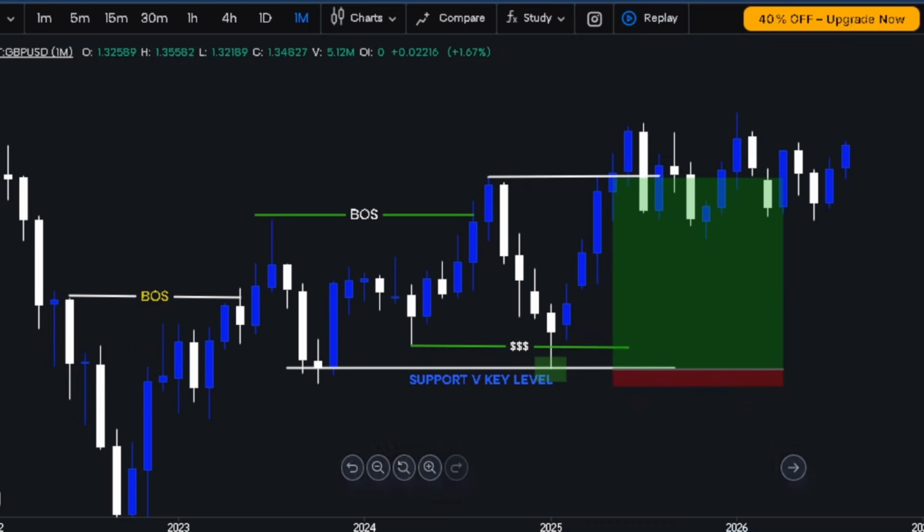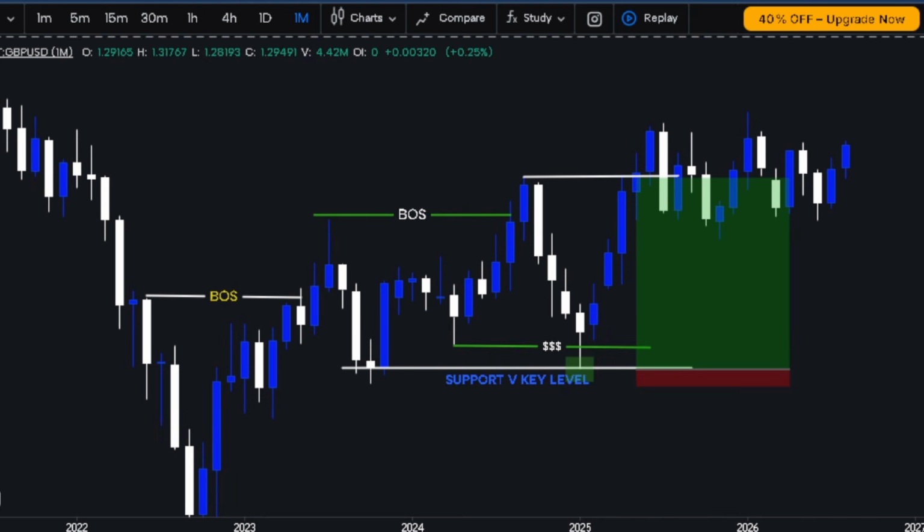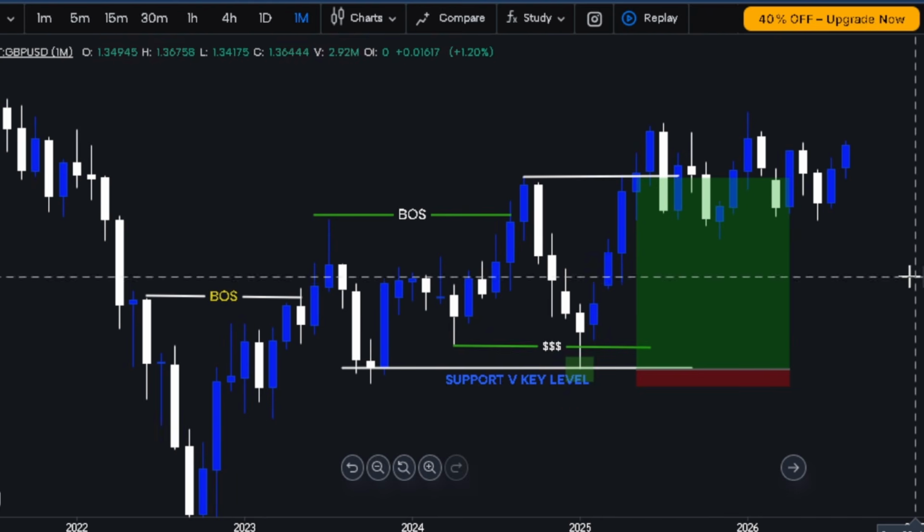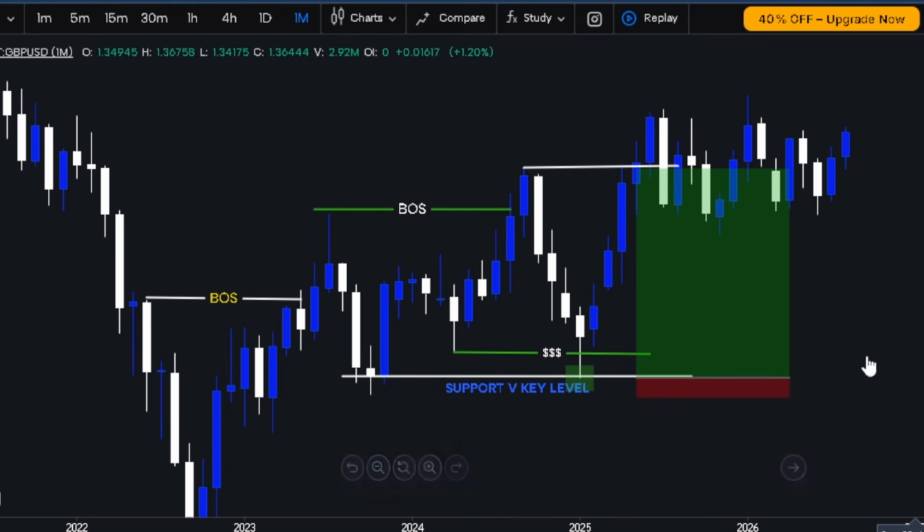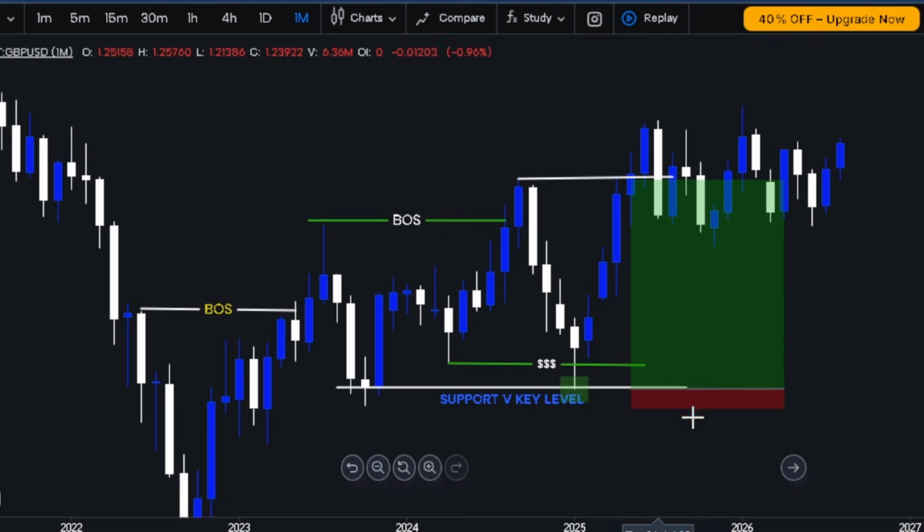With that said, it works on all Forex pairs. It also works on all indices. Also, you can use it for your volatility pairs like the derivative volatility indices.